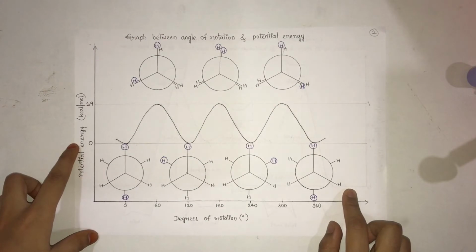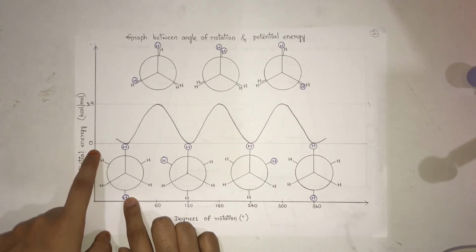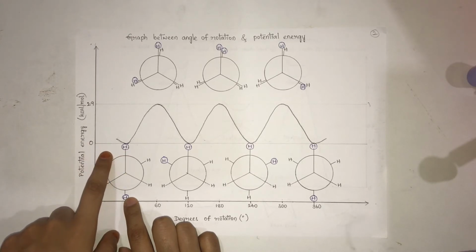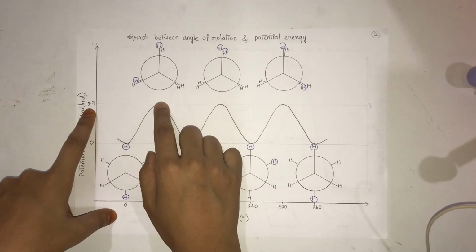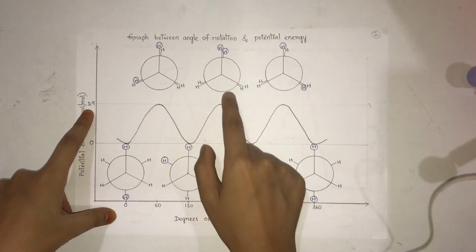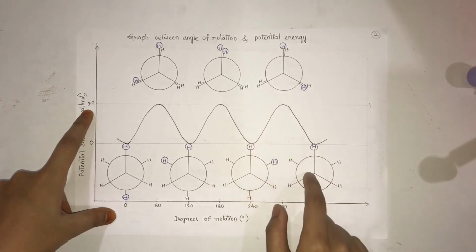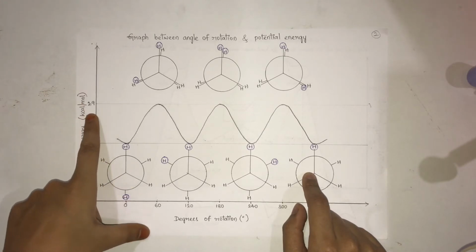So this is a graph between angle of rotation and potential energy for the ethane molecule. When it is staggered, it is more stable. That's why it doesn't require any potential energy, 0 kilocalories per mole. When it takes potential energy of 2.9 kilocalories per mole, it takes the conformation of eclipsed. Again, when it is losing the energy, when the potential energy is 0, it will get staggered form. Again eclipsed, again staggered. So this will continue whenever you are changing your potential energy between 2.9 kilocalories per mole and 0 kilocalories per mole.